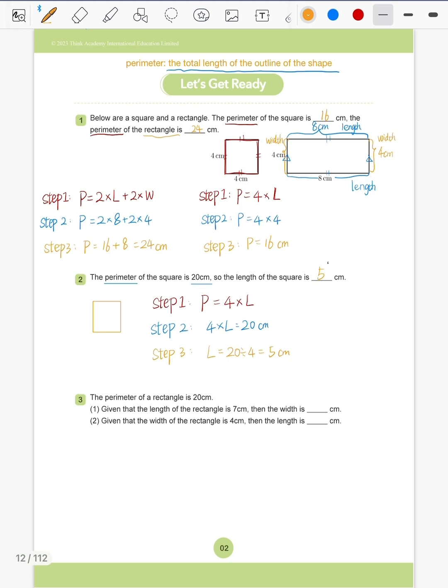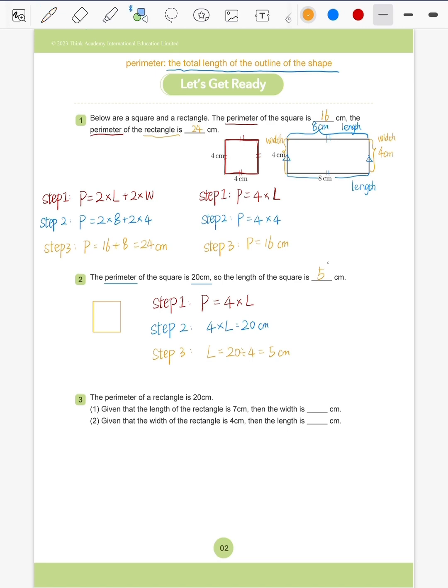Does it make sense? So if we are facing a question, think about the formula of the key information, the perimeter, and then put the known information, the number, in the formula, and then we can do the calculation. Okay? And then let's go to the third question. The perimeter of a rectangle is 20 centimeters. The first question, given that the length of the rectangle is 7 centimeters, then how long is the width?